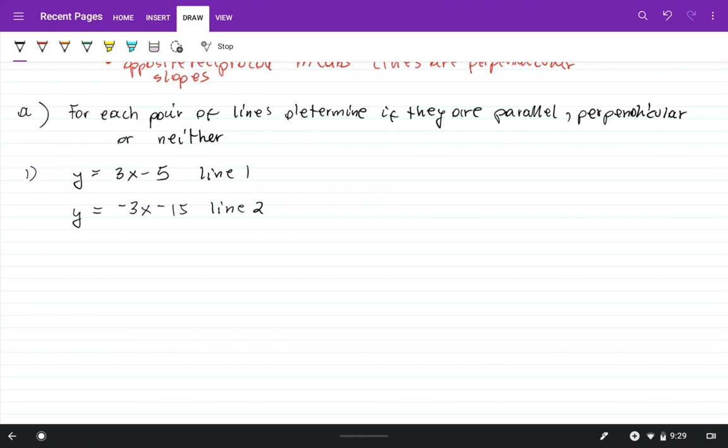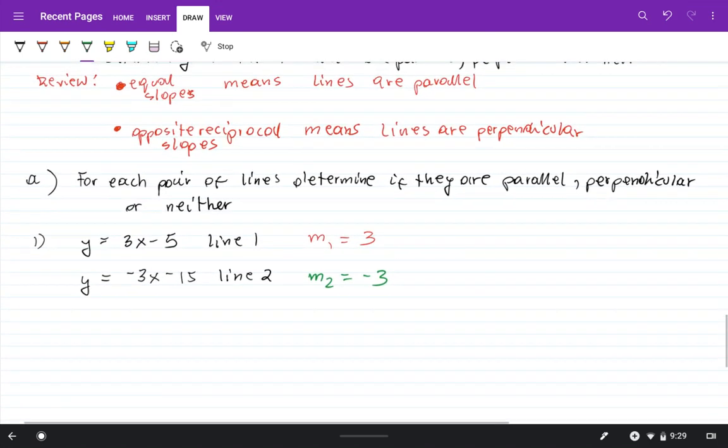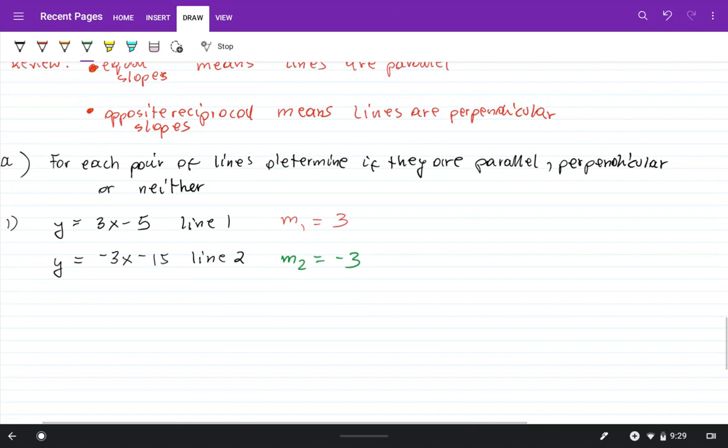So to know that, we're going to identify the slope. The slope of line 1 is equal to 3. That's the coefficient in front of x. The slope of line 2 is negative 3. So the slopes are not equal. They are opposite, but they are not reciprocal of each other. So none of the conditions which I reviewed here applies. That means neither. The answer will be neither.